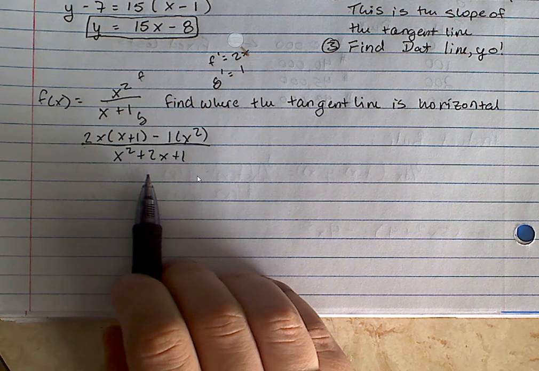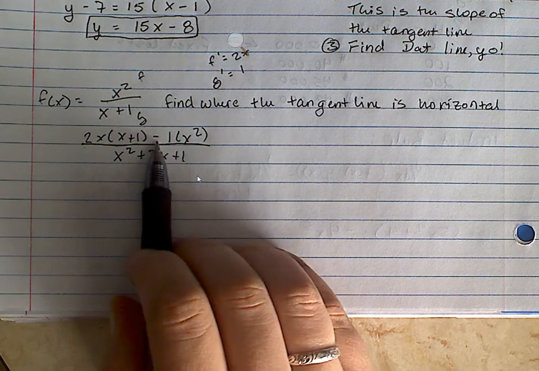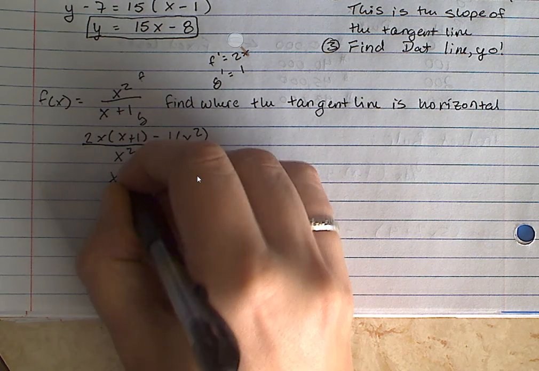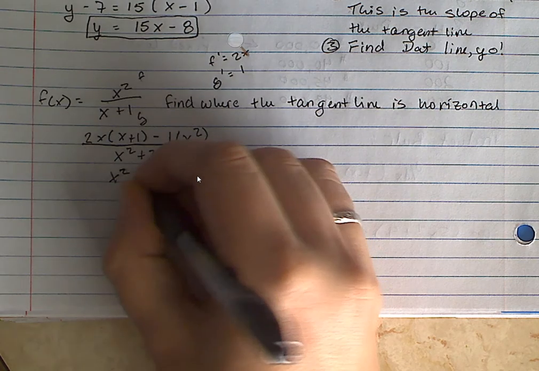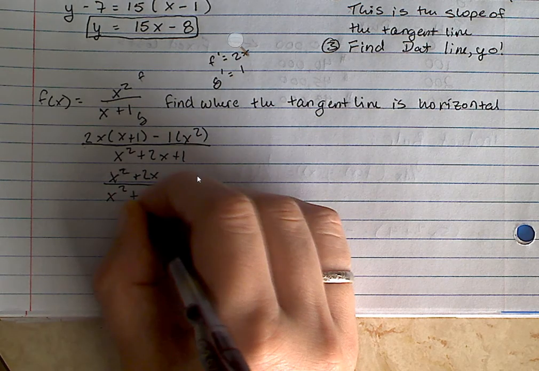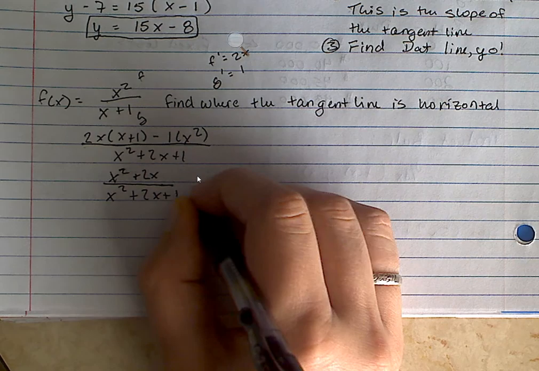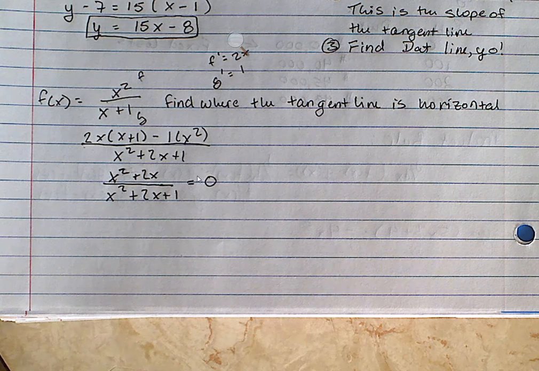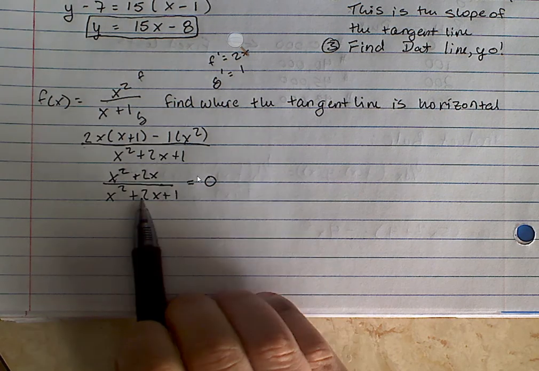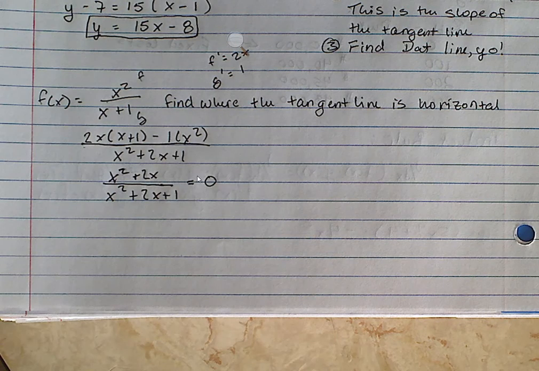All right, so I'm going to simplify all this stuff up here. This is going to be 2x squared minus x squared, which is x squared, plus 2x, all over x squared plus 2x plus 1. And I'm going to set this equal to 0. Because I'm looking for where this is going to be horizontal, so I'm looking for where this is going to be equal to 0. So. It's going to equal 1. You think it's going to be 1? 0 over 1. So let's actually try your guess here.